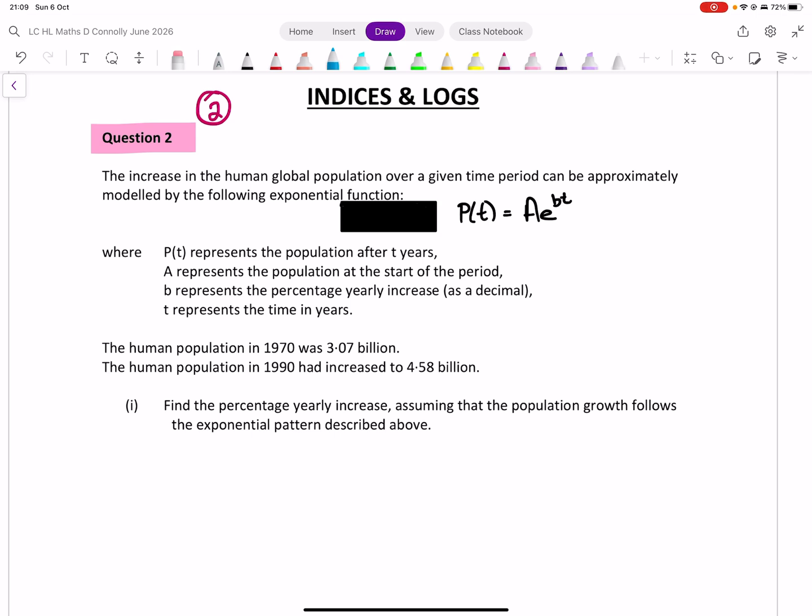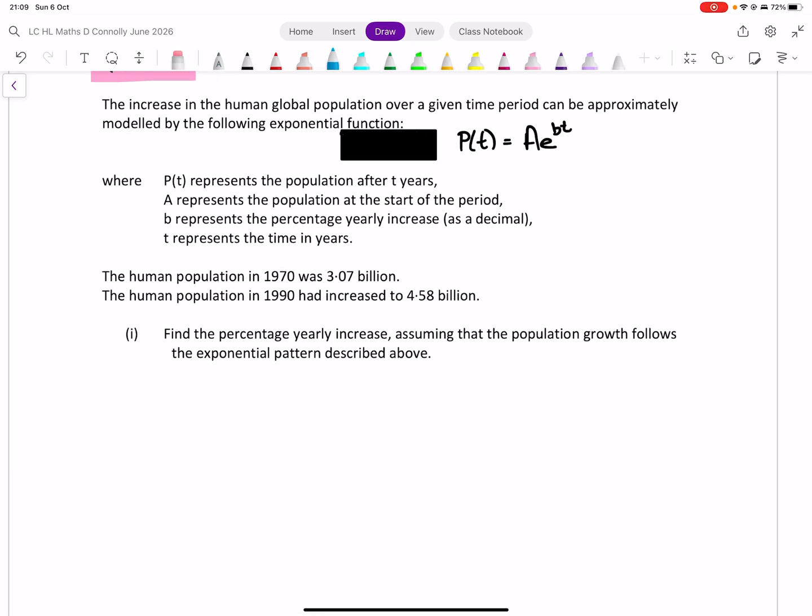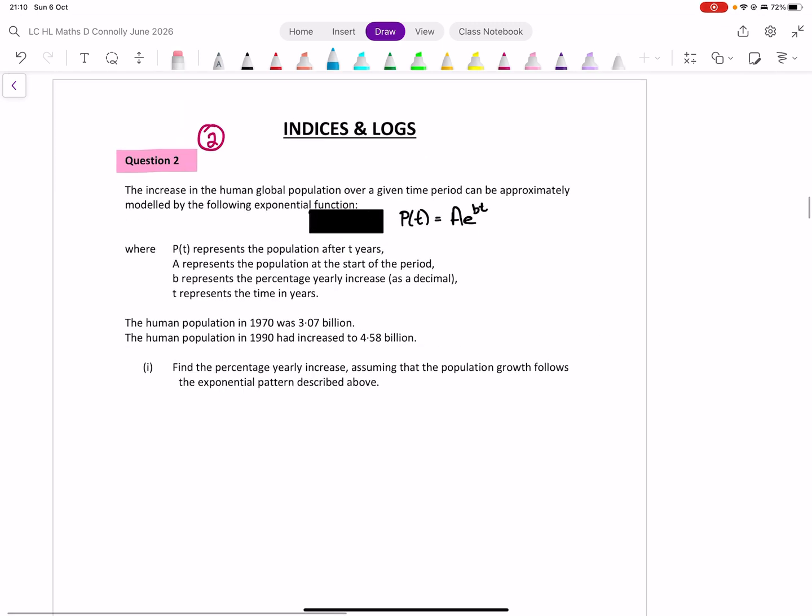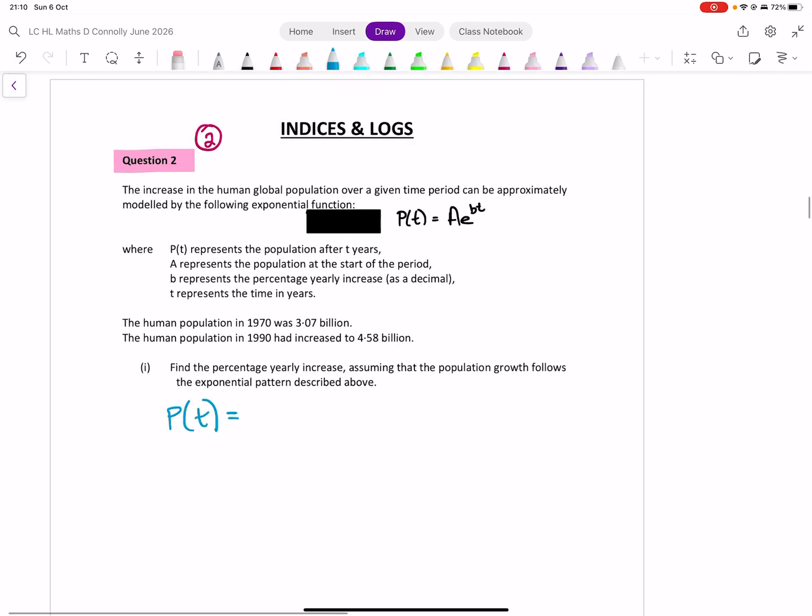Find the percentage yearly increase. So we're looking for B, is that right? B is the percentage yearly increase. Okay, so P of T equals A e to the BT.